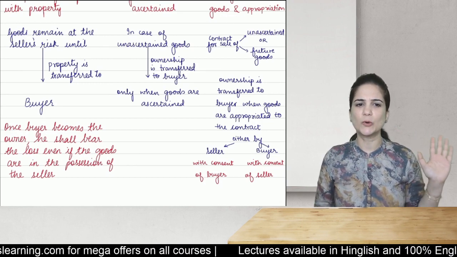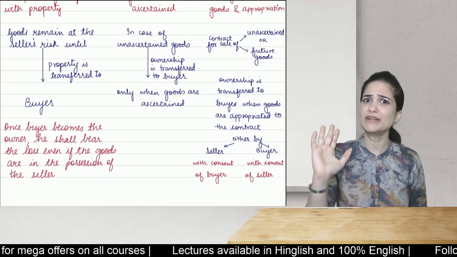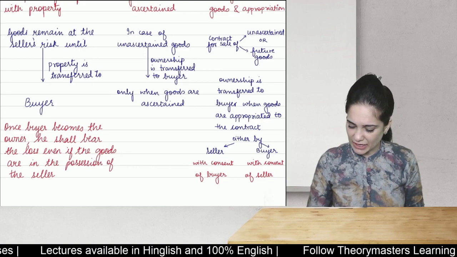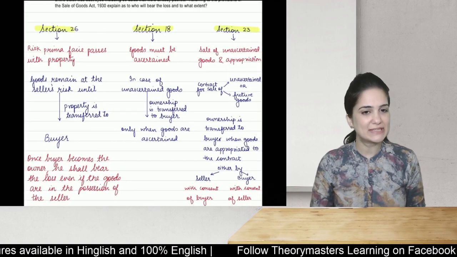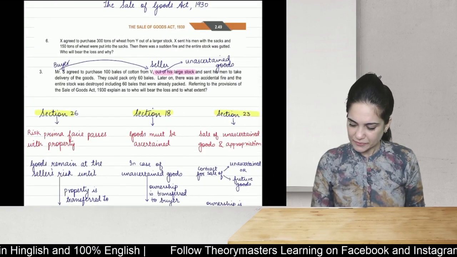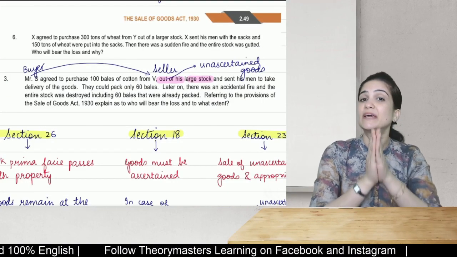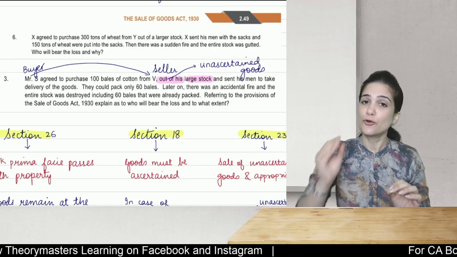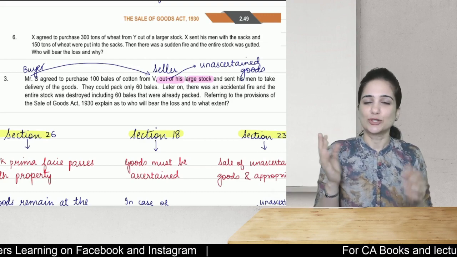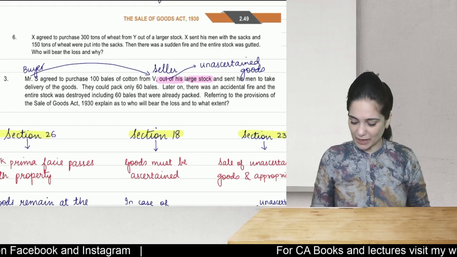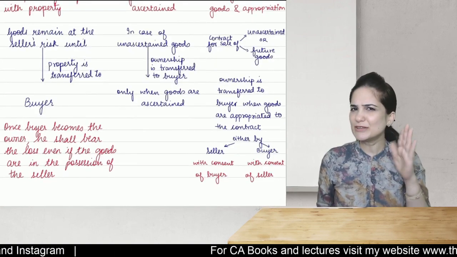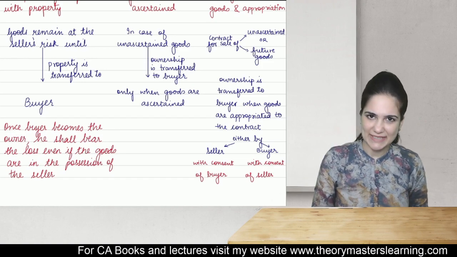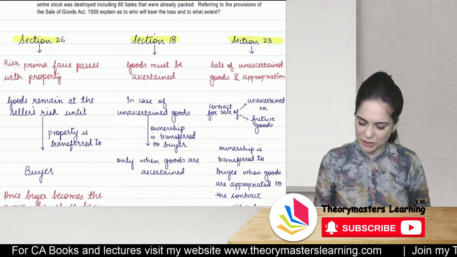Once the buyer becomes the owner, he will bear the loss even if the goods are still in the possession of the seller. Now students, you must be wondering, why have they applied section 26? Read the question carefully. The goods were packed, but they were still lying with the seller. So who will bear the loss? Law says that risk passes with ownership. So the owner bears the risk. Buyer has become the owner. He will bear the risk even though the goods are not in his possession, even though the goods are in possession of the seller. That is why they have mentioned section 26.